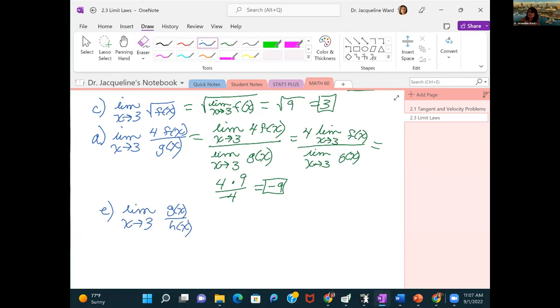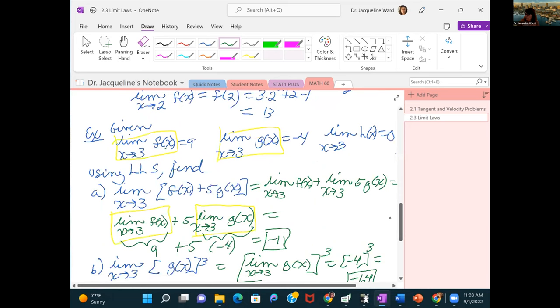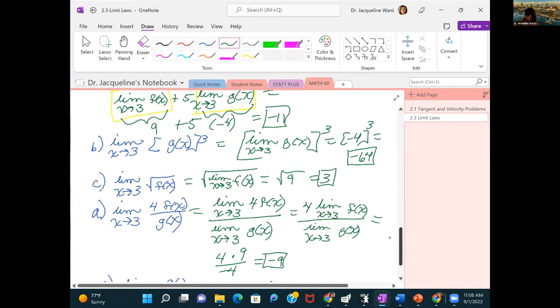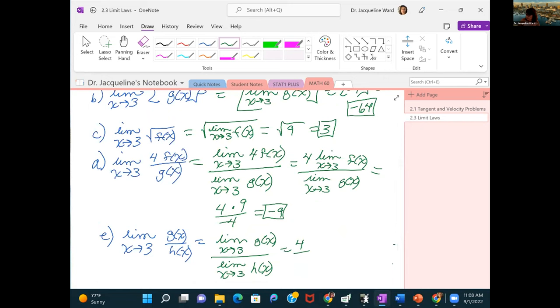And then the last one, the limit as x goes to 3 of g over h. So again, that's the limit of a quotient. So the limit of the quotient is the same as the quotient of the limits. But, oh, wait a minute. We're told that the limit as x goes to 3 of h equals 0. So you can't have 0 on the bottom. So that does not exist.